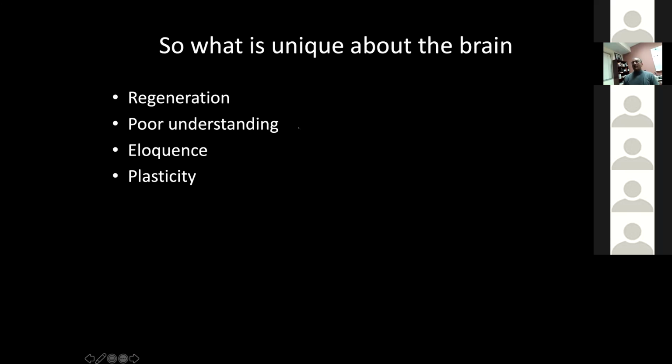So what is unique about the brain? Well, there's the issue of regeneration: once a part of the brain dies, it has very limited capacity to regenerate. But that is true for many other parts of the body as well. I think one of the key issues is we just don't understand the brain relative to other organs. And I don't think that's going to change in the immediate future.